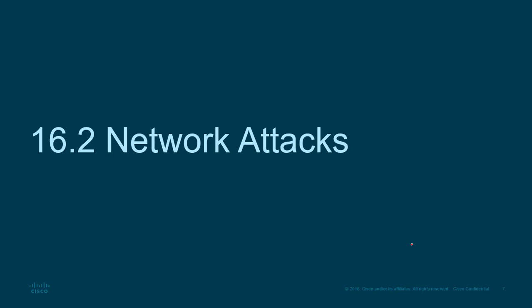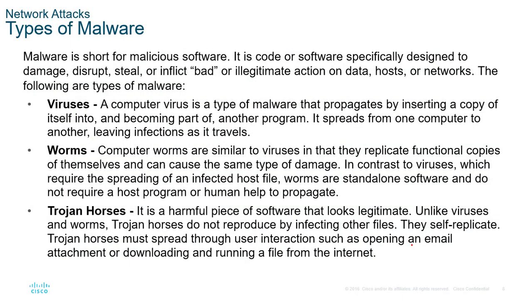Let's turn our attention to some common network attacks. Malware is short for malicious software. It is code or software specifically designed to damage, disrupt, steal, or inflict bad or illegitimate action on data, hosts, or networks. The following are types of malware. Viruses. A computer virus is a type of malware that propagates by inserting a copy of itself into and becoming part of another program. It spreads from one computer to another, leaving infections as it travels.